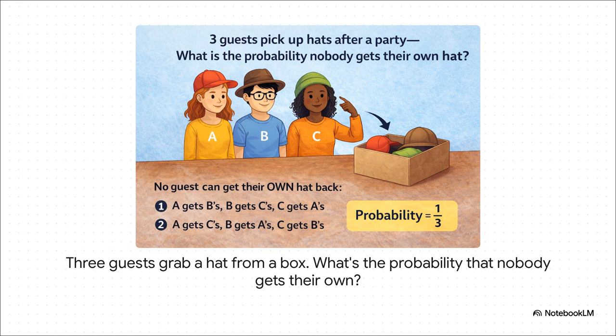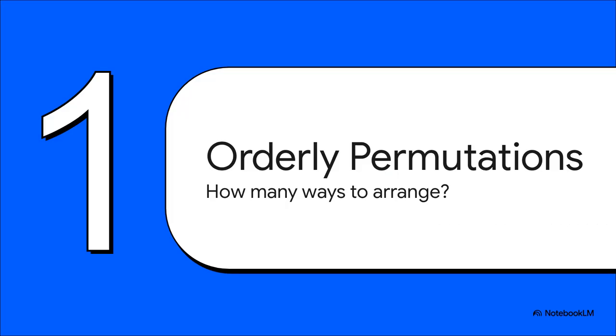So you've got three guests leaving a party. Their hats are all jumbled up in a box, and they each grab one at random. The big question is, what are the chances that nobody gets their own hat back? Now, we're going to solve this, but to really get it, we need to start with a much more orderly version of the problem. So before we get to the chaos in the box, let's back up and look at a simpler question. Just forget the mix-up for a minute. Let's just figure out how many different ways there are to arrange things in the first place.